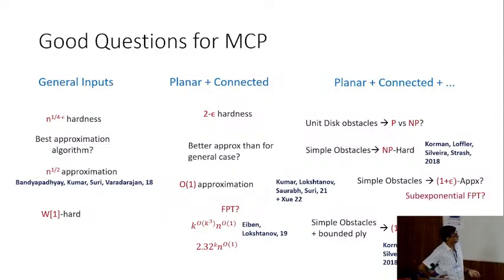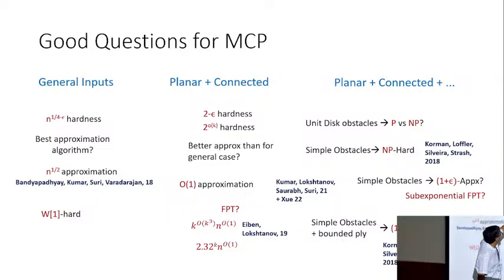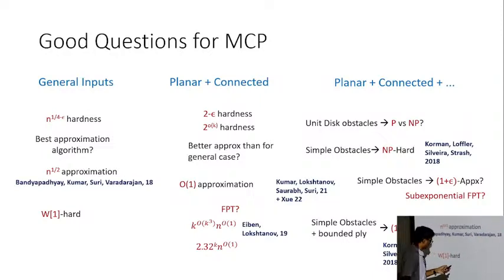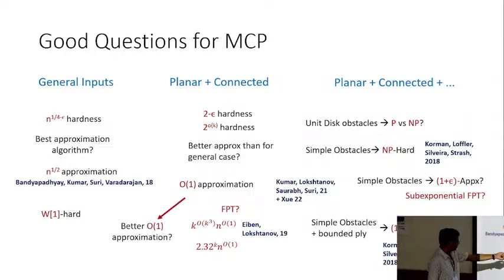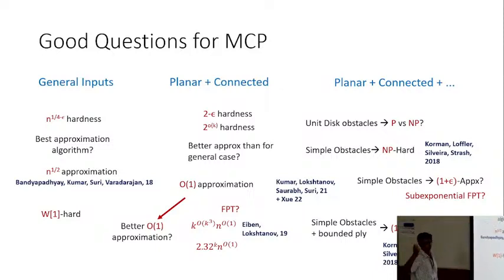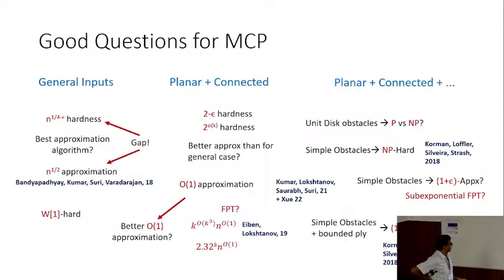Does it have a sub-exponential FPT? I think, yes, you do have a 2 to the power little of k hardness for planar plus connected. Can we have a better order 1 approximation? Because we know that the lower bound is 2, but the constants are still very huge. There's a gap between upper bound and the lower bound on the general input. Can we beat this? Yes?